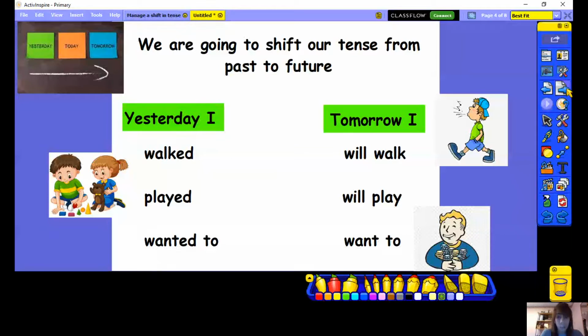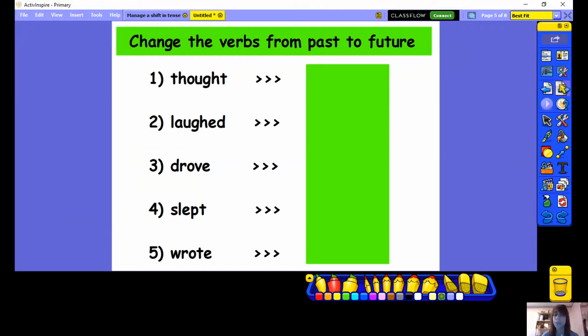So we've got yesterday I walked becomes tomorrow I will walk. That will word is really useful. Yesterday I played, tomorrow I will play. Yesterday I wanted to, tomorrow I want to. So that shows that you can shift the tense to the future to show what you would like to do later on. So you can change from the past to the future.